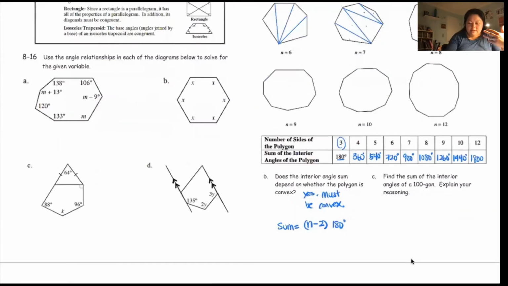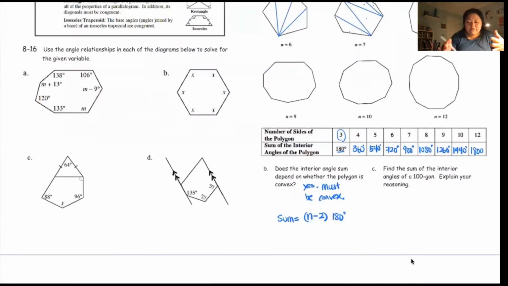That gives us the next piece. Find the sum of the interior angles of a 100-gon. So this thing has 100 sides. It's a pretty big shape, right? And how do you find the sum? My n is 100. Following that formula, you would take 100 minus 2, times 180. So that's 98 times 180. And no, don't do this in your head. Use a calculator if you need. So 98 times 180, and I get the sum to be 17,640 degrees.